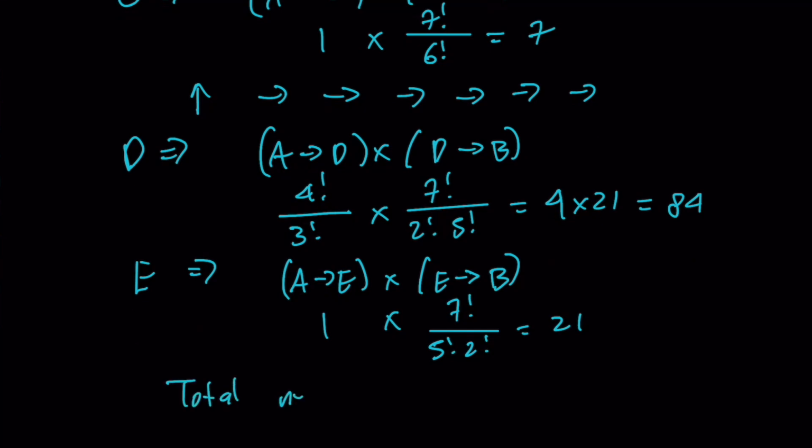So the total number of ways is the number of ways passing through C plus D plus E. So 7 plus 84 plus 21. And the answer is 112.